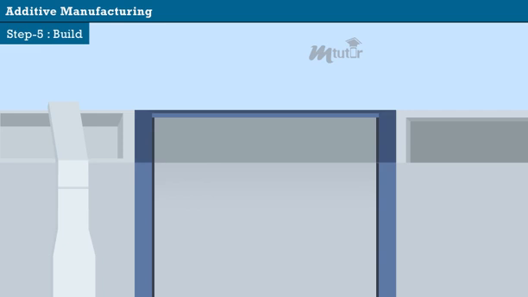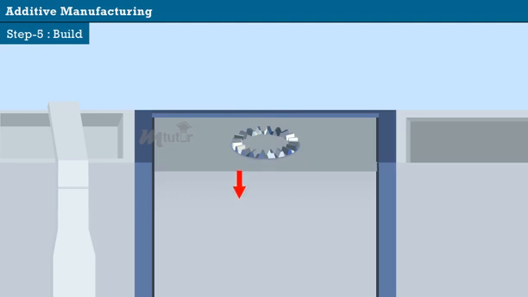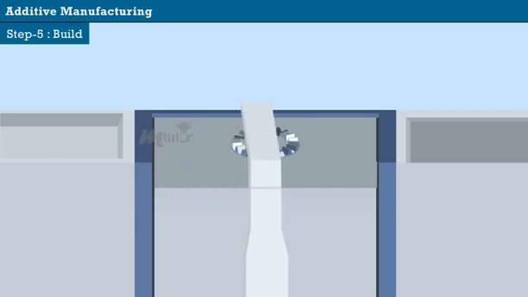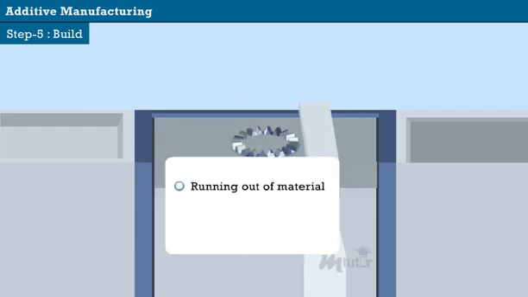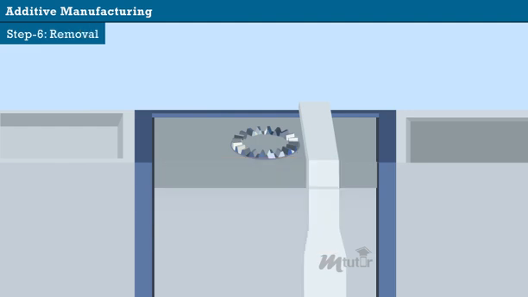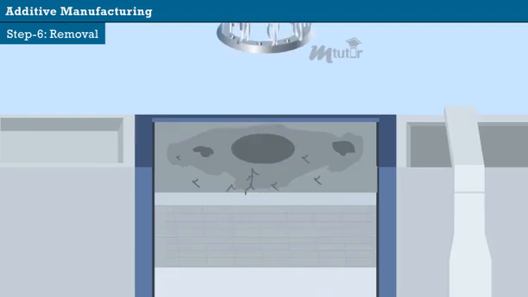Step 5. Build. Building the part is mainly an automated process, and the machine can largely carry on without supervision. Only superficial monitoring of the machine needs to take place at this time to ensure no errors have taken place, like running out of material, power, or software glitches, etc. Step 6. Removal. Once the AM machine has completed the build, parts must be removed after the removal of interlocks.